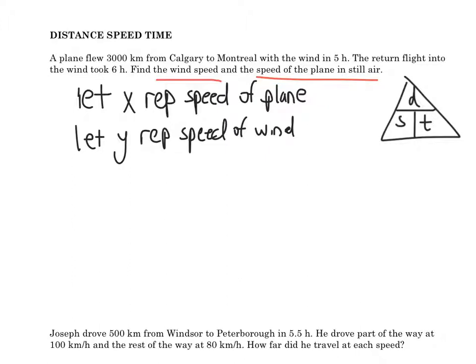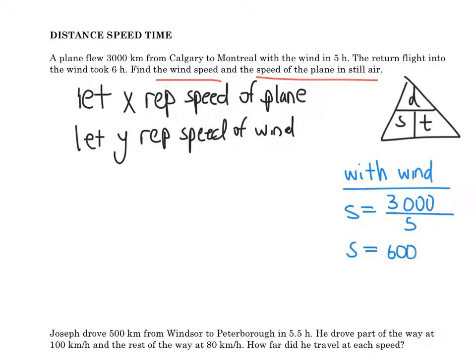So let's do that side calculation. With wind. We know that the speed is equal to the distance divided by the time. And that's in your triangle right over here. Speed, distance over time. So we're going to use that. The total distance is 3,000. Okay, and it took 5 hours. So the speed with the wind is going to be 600 kilometers per hour. And there's our first equation. X plus y equals 600.